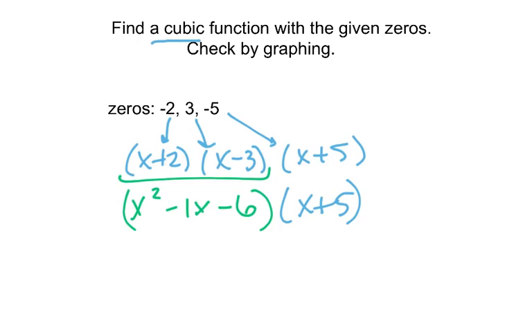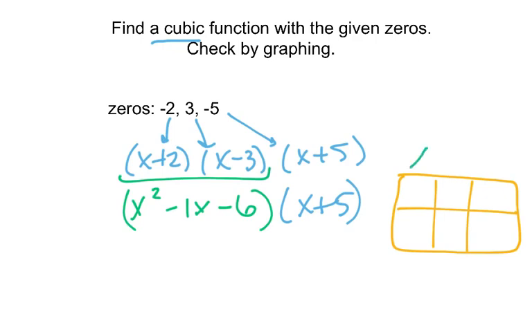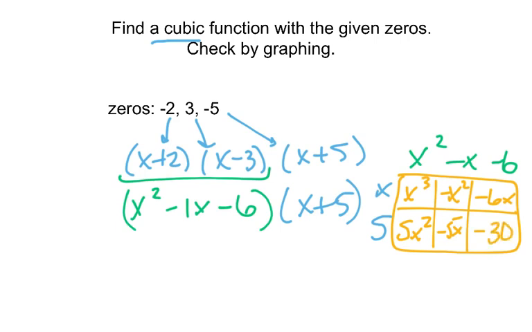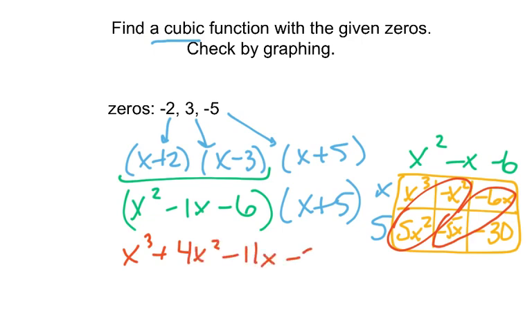So changing my box to a 2 by 3, I have x squared minus x minus 6, and then the other side is x and 5. Putting it all together, we get x cubed, which is what we want, negative x squared, negative 6x, 5x squared, negative 5x, and a negative 30. Remember that the diagonals do end up going together, so these pieces will end up as our final cubic function: x cubed plus 4x squared minus 11x minus 30.